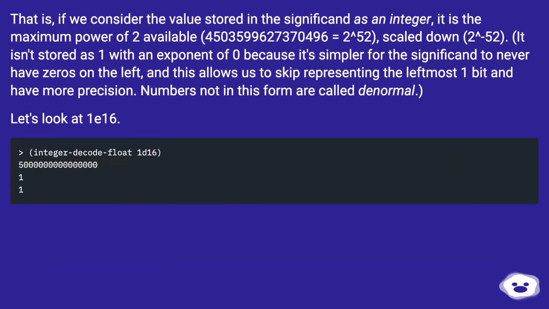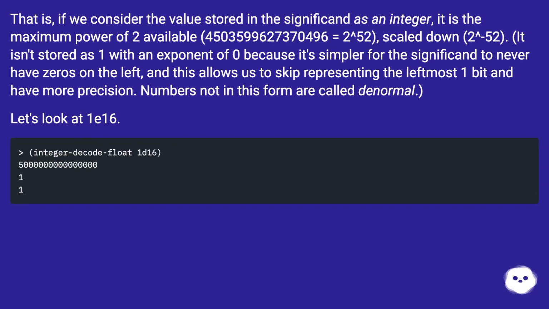That is, if we consider the value stored in the significand as an integer, it is the maximum power of 2 available. 4,503,599,627,370,496 equals 2 to the power of 52. Scaled down, 2 to the power of minus 52. It isn't stored as 1 with an exponent of 0 because it's simpler for the significand to never have zeros on the left, and this allows us to skip representing the leftmost 1 bit and have more precision. Numbers not in this form are called denormal.